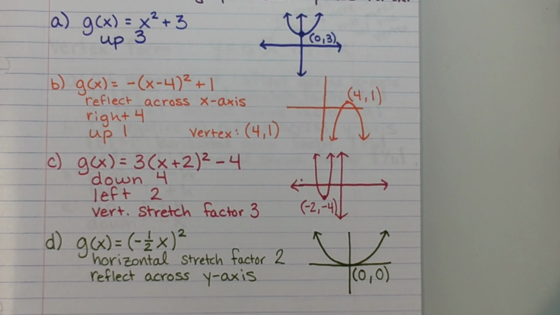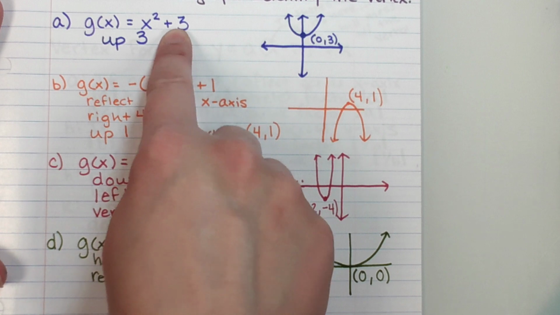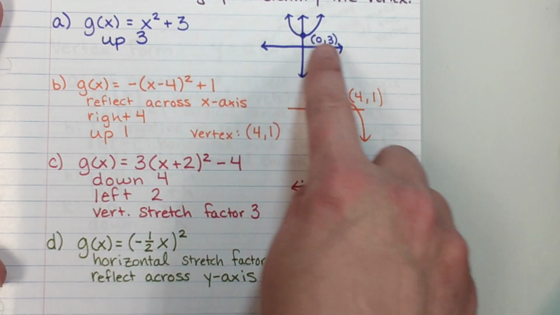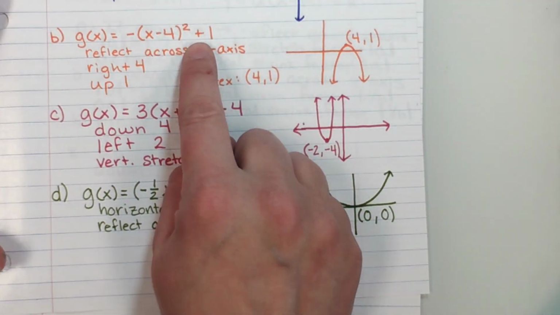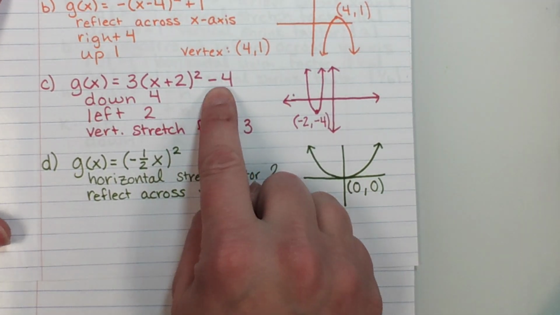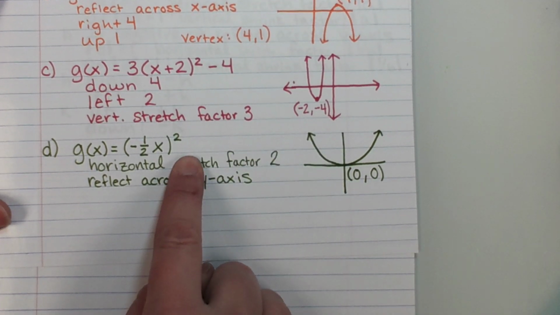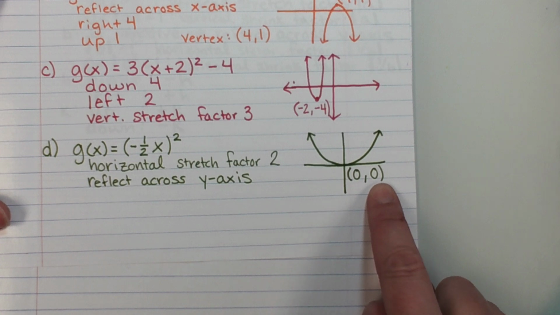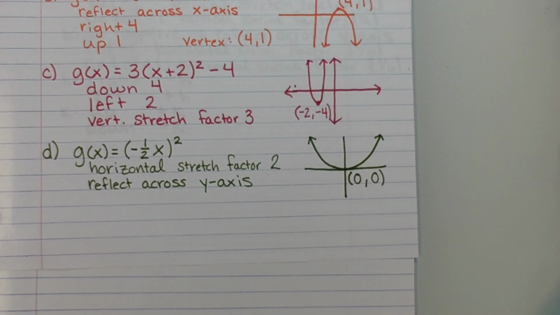The original vertex is at 0, 0. When you see a +3 in the k spot, the y value changed to a 3. When we saw a +1 in the k spot, the y value changed to a 1. When you see a -4 in the k spot, the y value moved to a -4. When there was nothing in the k spot, the y value did not change. The vertex's y value will always be what that k is.